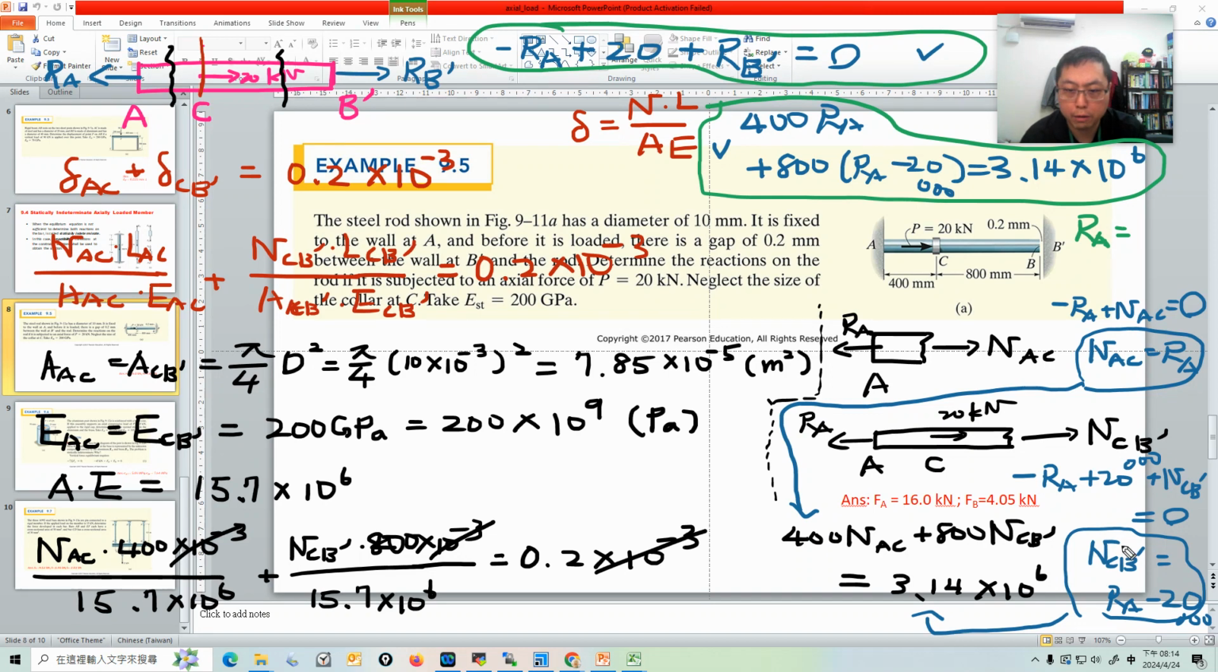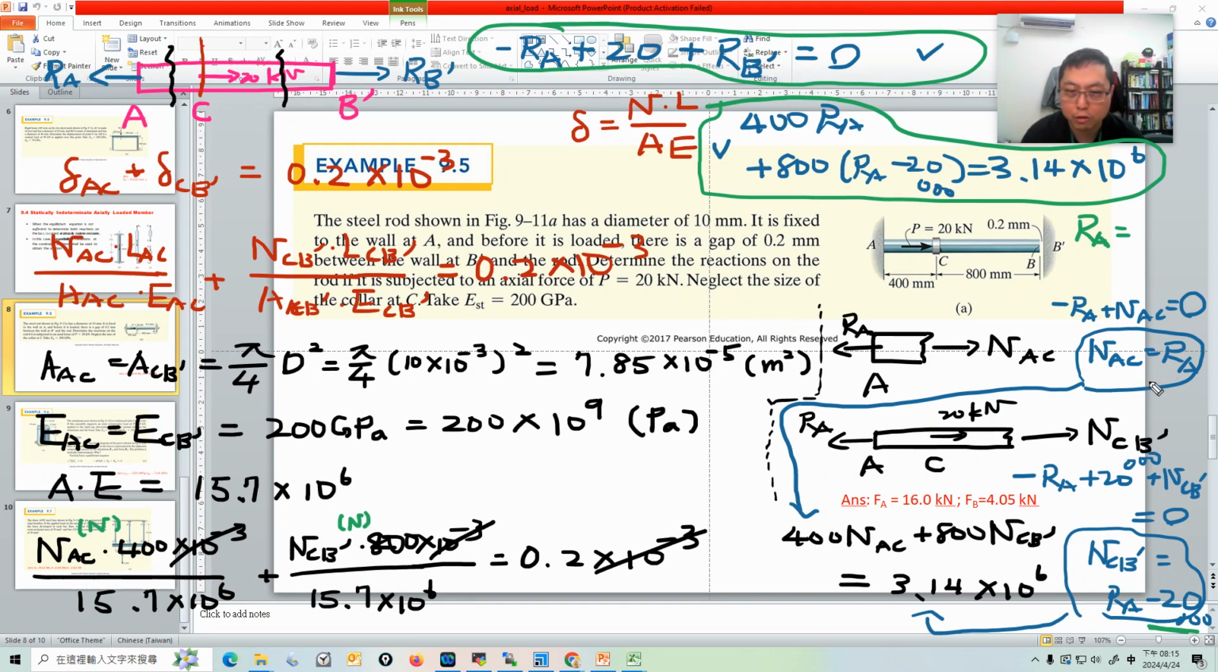My issue is that here should be 20 times 1,000, not 20 kilonewton, because the normal force here is in newton. The formula here is in newton. So you should be very careful. Here it is newton: NAC and NCB, the unit is newton.